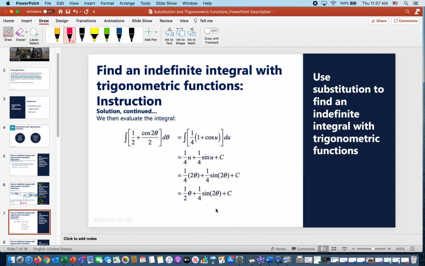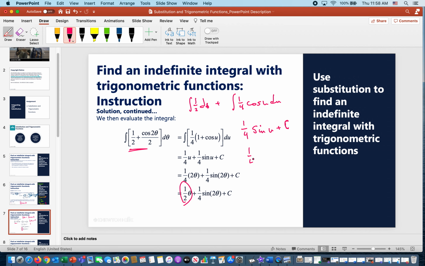Let's take a look at this next slide here. Now, I broke mine up, and I said the integral of 1/2 d theta plus the integral of 1/4 cosine u du. So the integral of 1/2 d theta is just 1/2 theta, and you can see that shows up here. Now I'm going to find the integral of 1/4 cosine u, and that's going to be 1/4 sine u plus c.